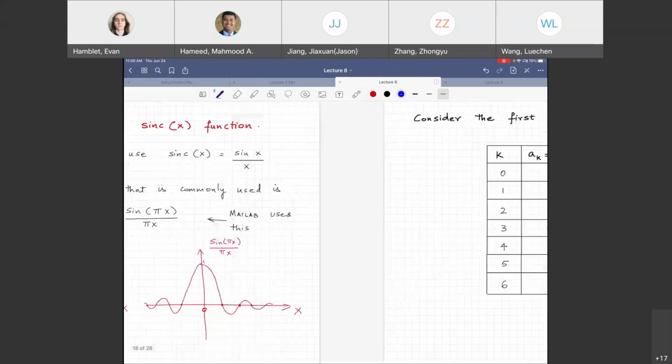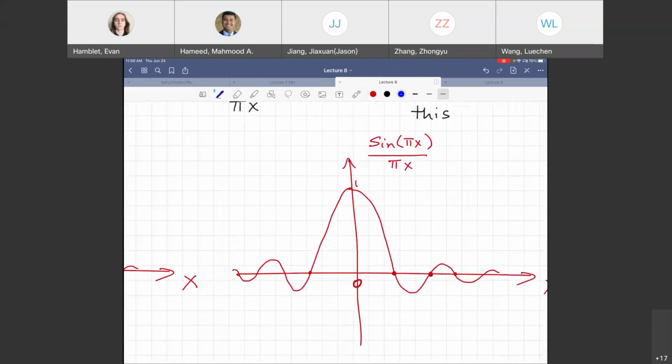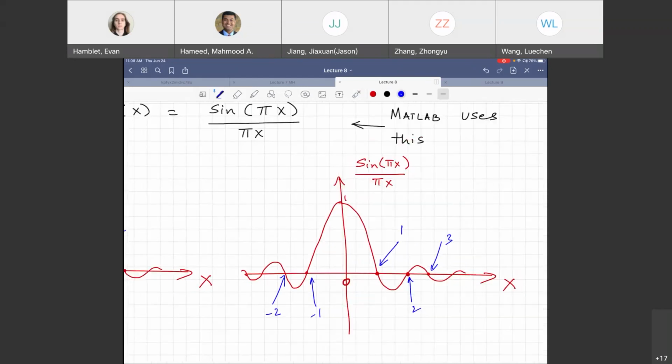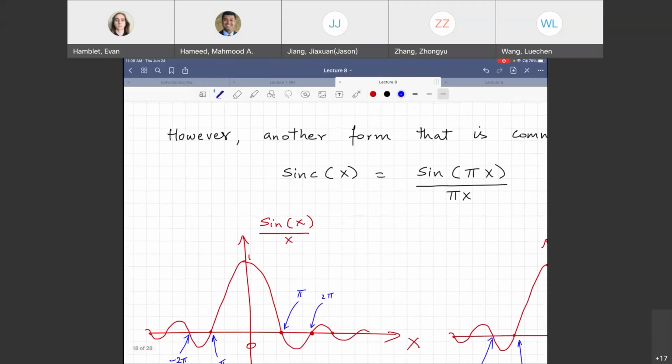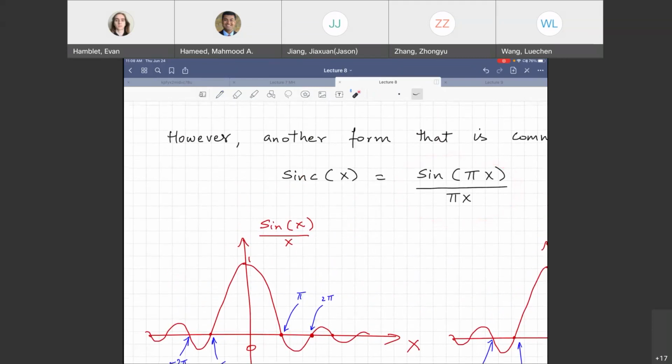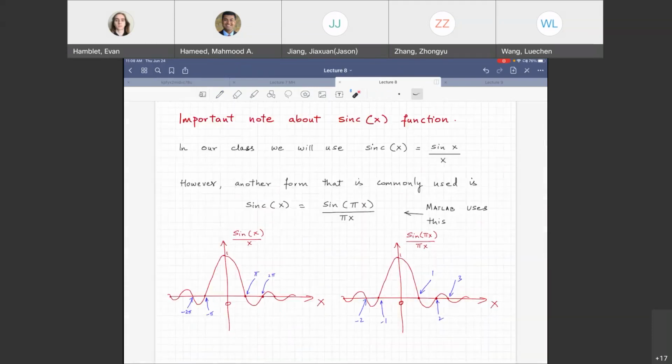However, what would be over here? Sine pi x over pi x. So the zero crossings will be at 1, 2, 3, negative 1, negative 2, and so on. When x is on the x-axis, I have x. So over here, it is integers. What we are going to use is integer multiples of pi. That's the only difference. In some textbooks also, they use sine pi x over x. So it's not wrong, it's just a different definition. Questions? We are going to stick with sine x over x, a little bit more traditional definition of sinc.